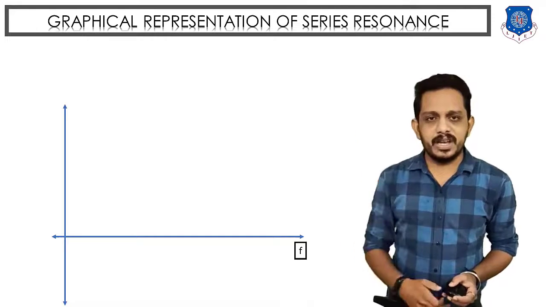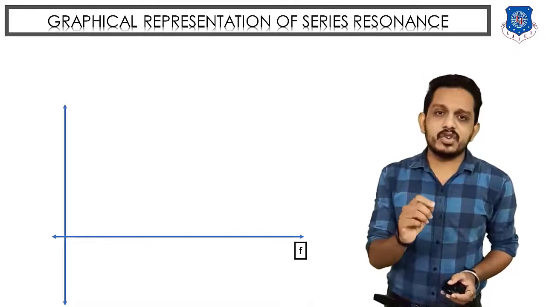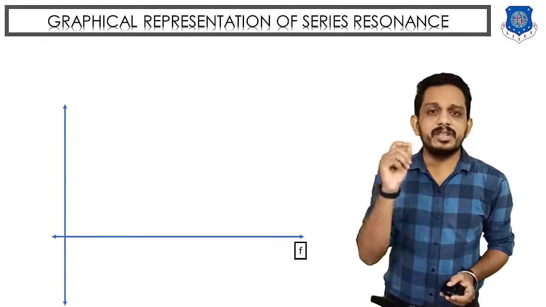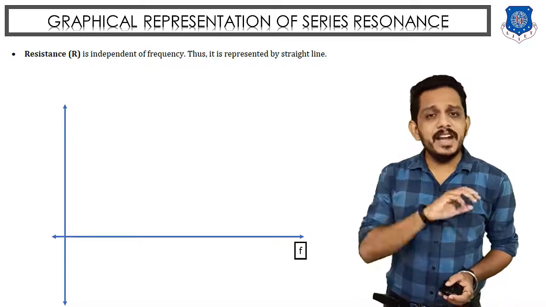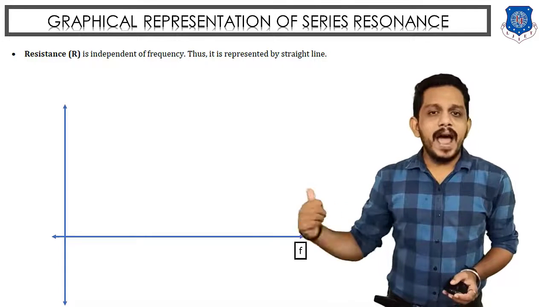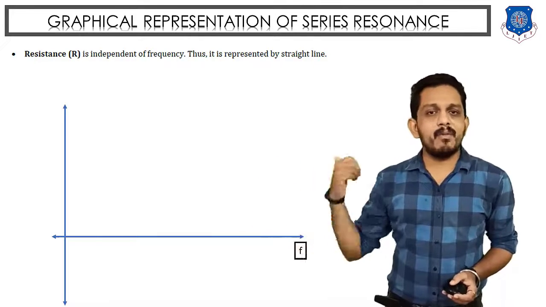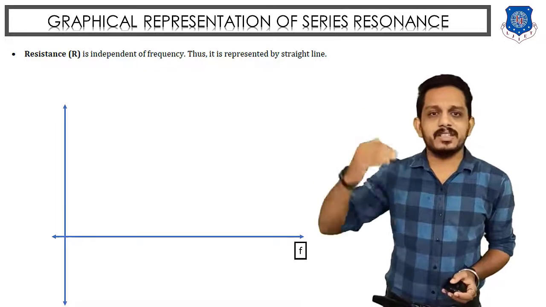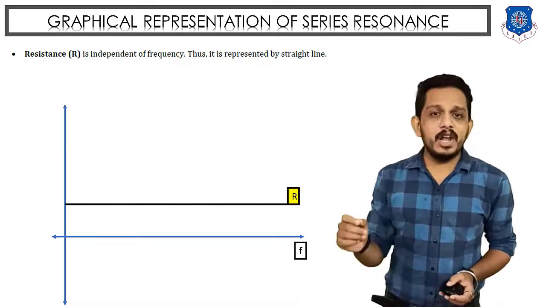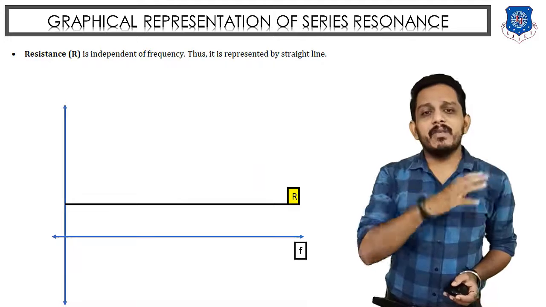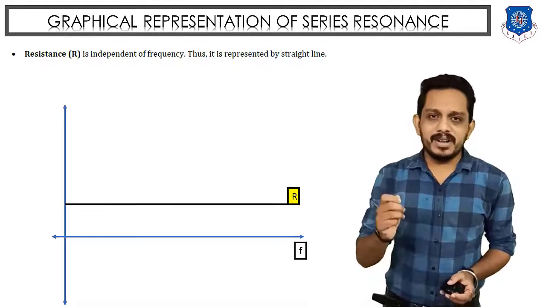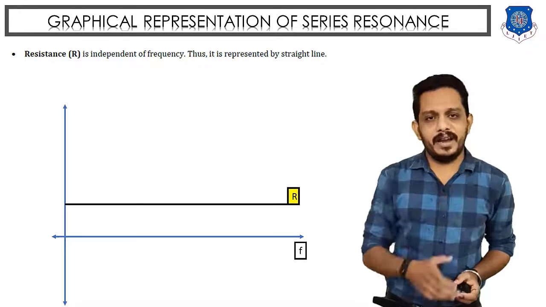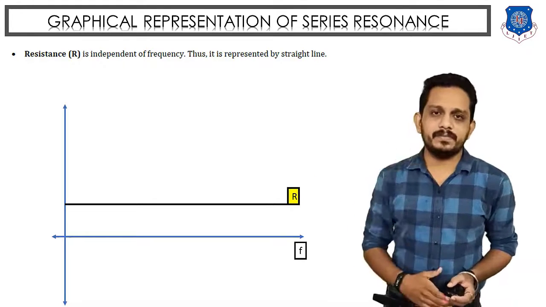So let's first take resistance. Let's draw the graph of resistance with respect to frequency. But we know that resistance is independent of frequency. So from the origin on the x-axis and y-axis, resistance has some value, and that value is fixed until our experiment continues. So we can say that resistance is a straight line with some magnitude.